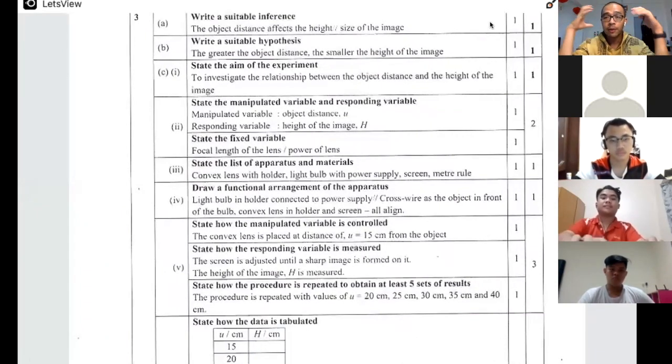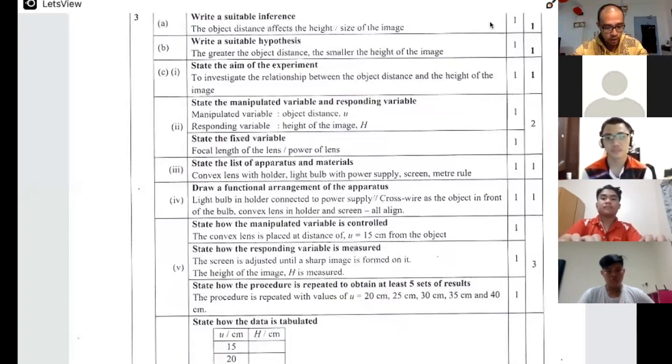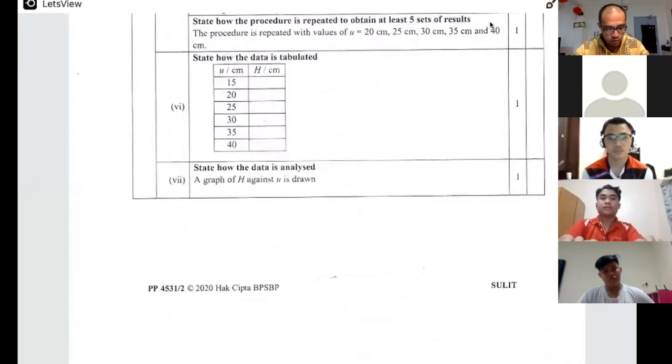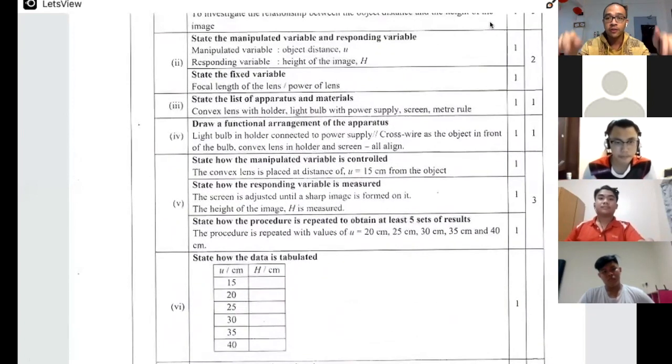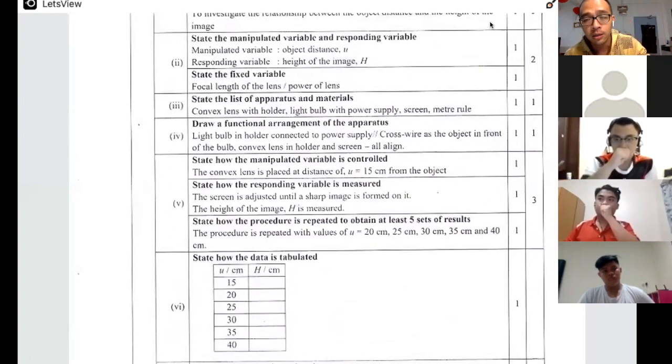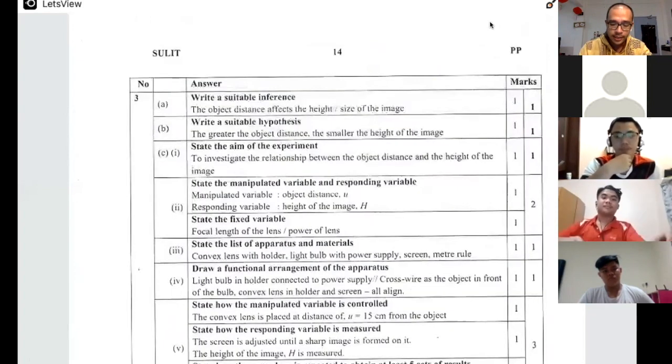So try to remember, if it is a lens experiment, just remember the constant variable is the focal length of the lens or power of the lens. Don't think about other things. Everything is here, only they didn't really show the arrangement of the apparatus. But I think if you've attended all the sessions with me during the holidays, you know what this experiment is about.